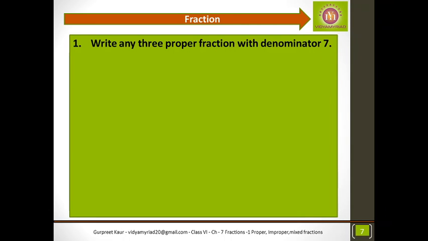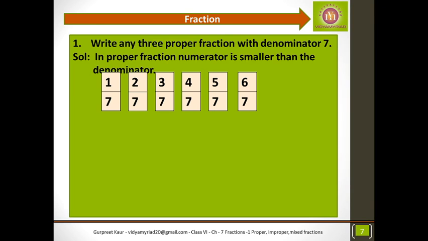Now, my question for you is: write any 3 proper fractions with denominator 7. Now, what is a proper fraction? Where your numerator is less than the denominator. So, I will write down all the fractions. Here it is like 1, 2, 3, 4, 5, 6. These are the numbers which are less than 7 and these are proper fractions. From this, I can write any 3.